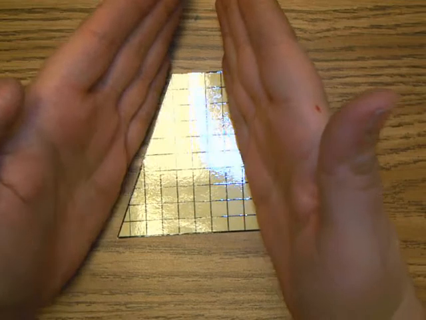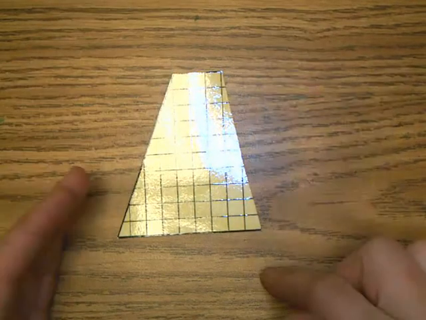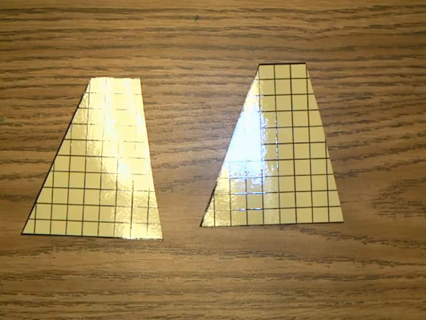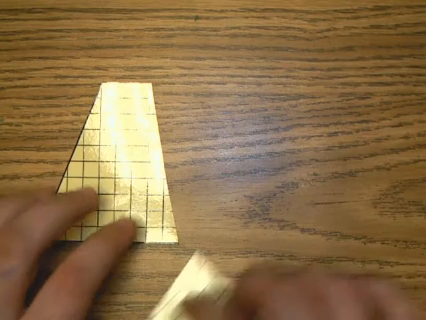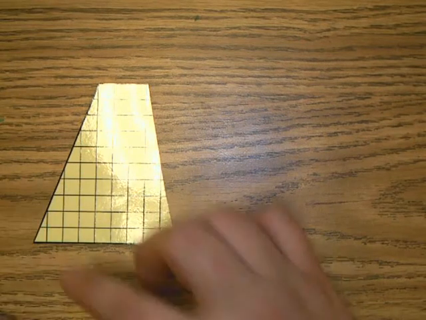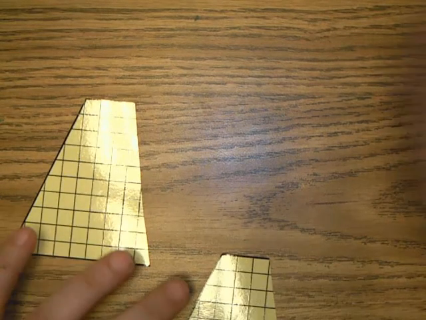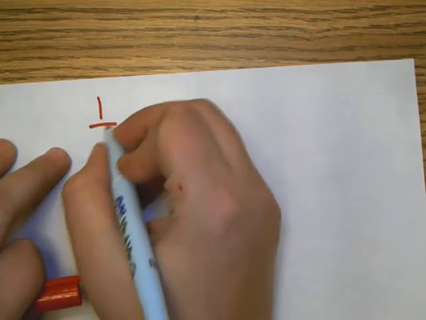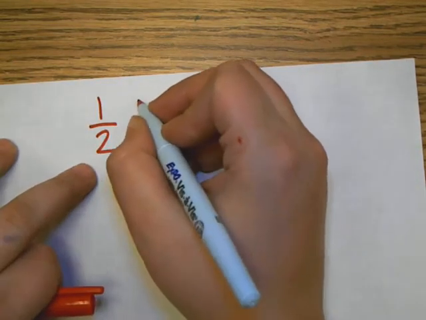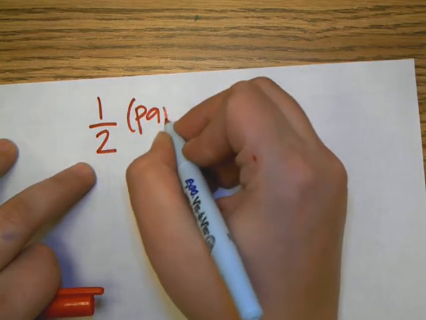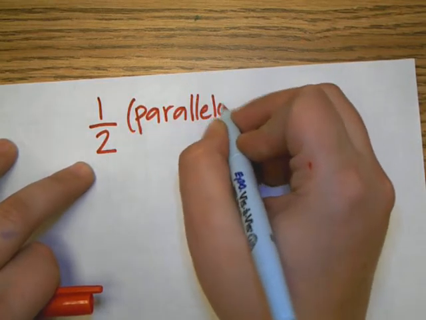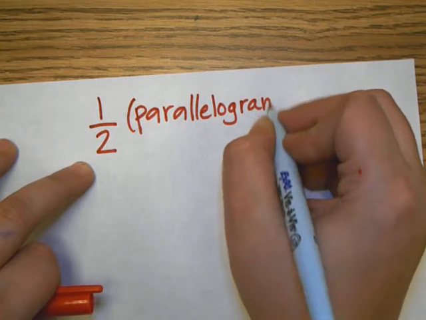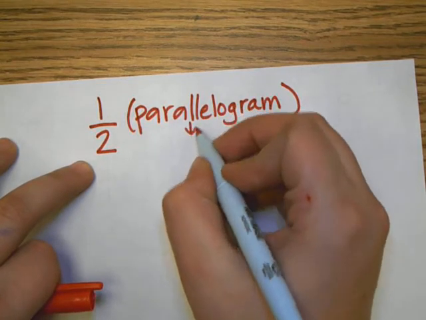So if I take that, now I have only 2 sides that are parallel. These ones are not, they're going to meet up here. So that is a trapezoid now. So I have 2 trapezoids. So the formula for the area of a trapezoid is half the area for a parallelogram.